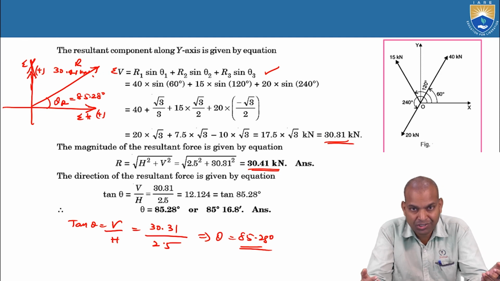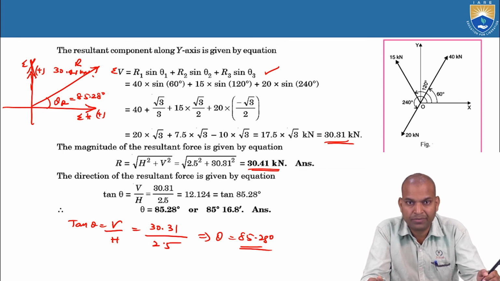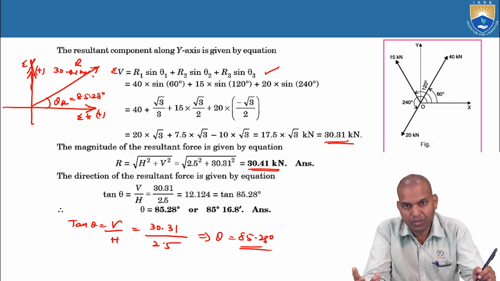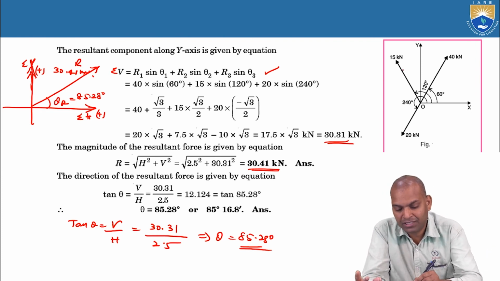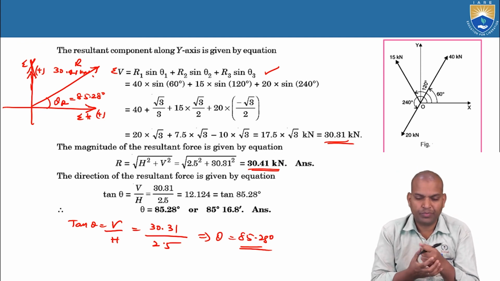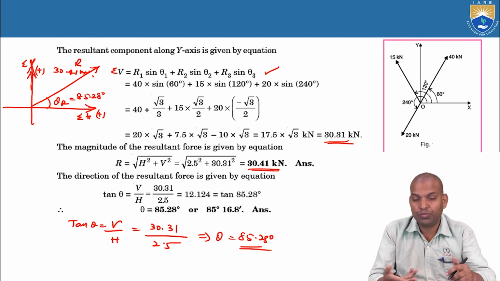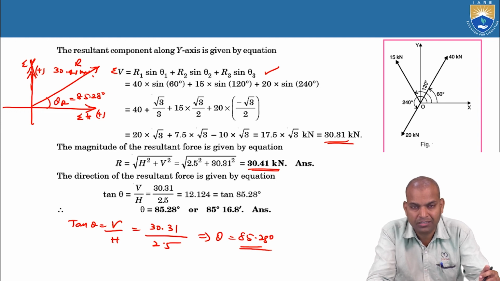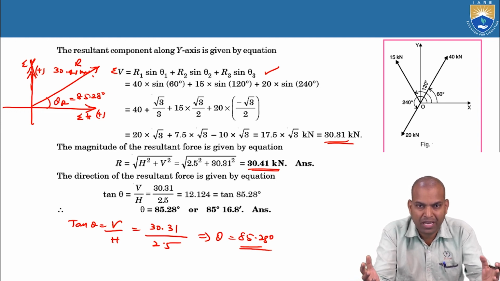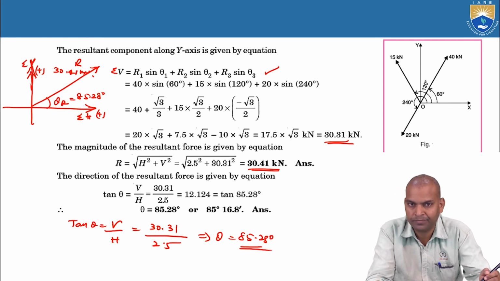This methodology is described by the law known as the Parallelogram Law of Forces. So the parallelogram law of forces is used to find the resultant force. This is the resultant force concept: a number of forces may act, and the sum of the forces is larger. One person is pulling with 40 kilonewtons at 60 degrees, and another is pulling the same body with 15 kilonewtons at 120 degrees, and another person is pulling 20 kilonewtons at 240 degrees. But the sum effect of all these forces can be replaced by a single force. That single force is known as the resultant force.